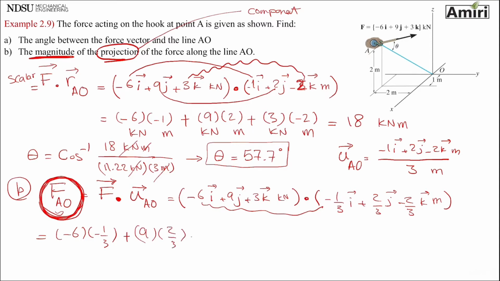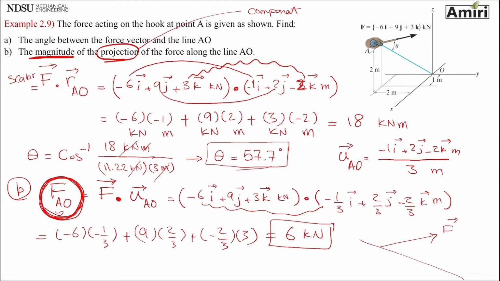2/3 minus 2/3 and 3. So the result of this is going to be 6 kilonewtons. There was a shortcut that you could have done too. You have force. In part 1 we found the angle.